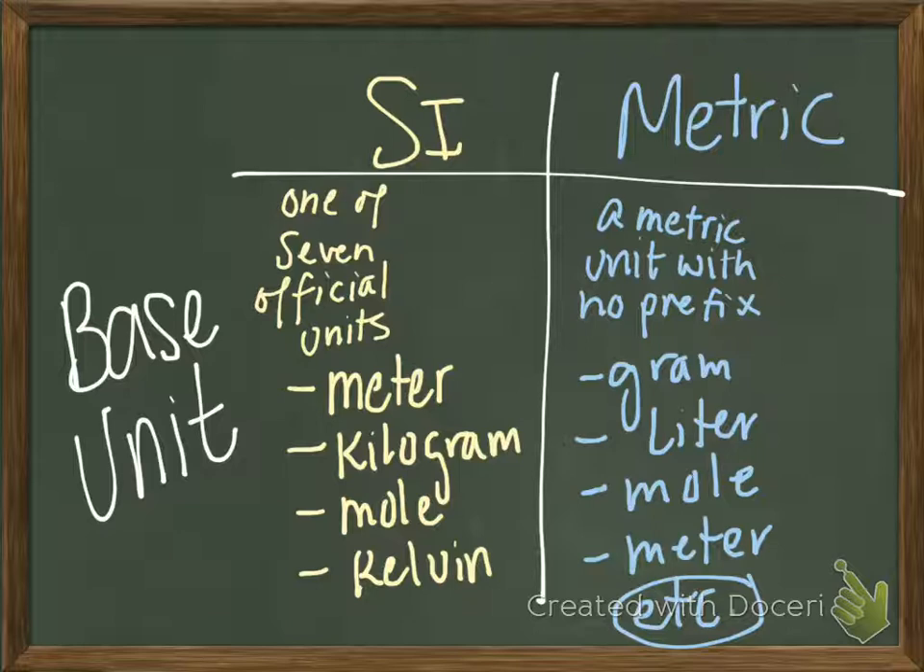So that could be a gram, a liter, a mole, a meter, etc. Notice that some things are base units in both SI and metric. Don't worry, you'll be fine. It doesn't get much more confusing than that, I promise.